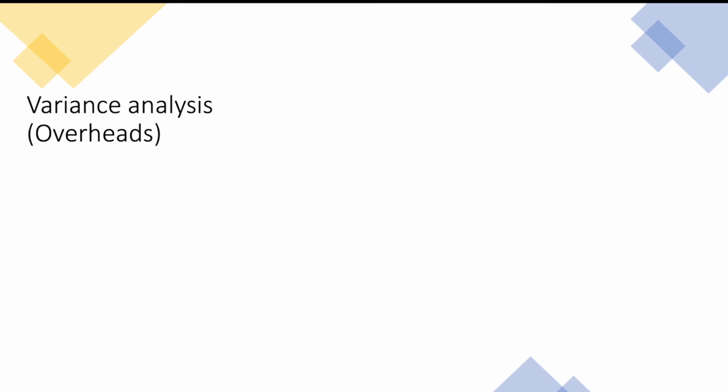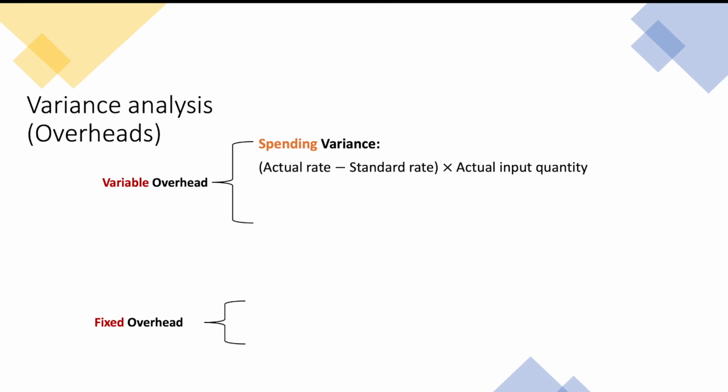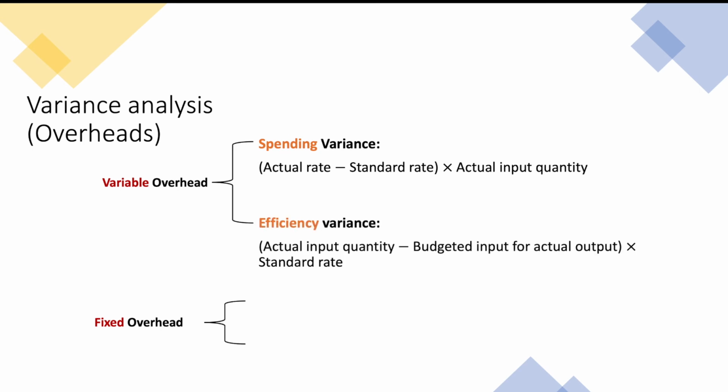Now come to the variance analysis of overheads. It might be variable overheads and fixed overheads, as I told you earlier. Okay, the variable overheads, there is a spending variance. The spending variance is actually the actual rate minus standard rate multiplied by actual input quantity. This is a spending variance. What are the reasons of that spending variance? A change in the nature of overheads, incorrectly splitting overheads into fixed or variable. We have incorrectly split them. Utility cost changes.